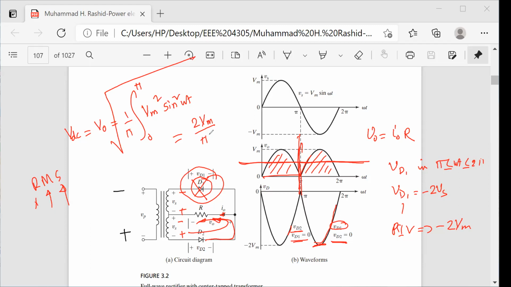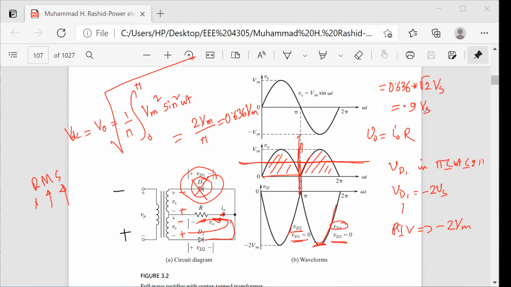So 2 by pi into Vm, isn't that the expression for the average? Yes, sir. That we have got. If you do that, it will come to 0.636 Vm, right? Yes, sir. Now if you replace Vm by √2 Vs, where Vs is the RMS value, you will see that it is 0.9 Vs.